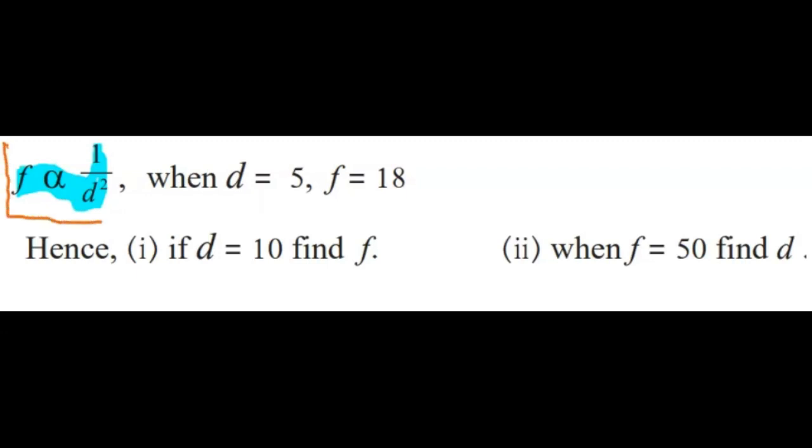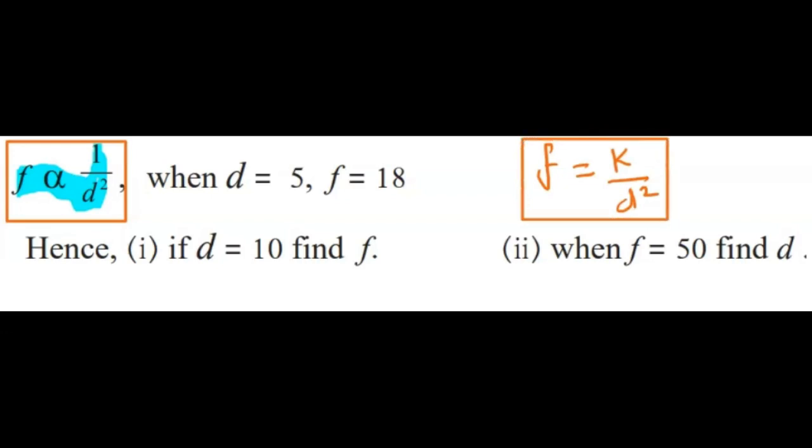What does this mean? It means that F is inversely proportional to d square. So from this we can say F will be equal to k upon d square. I'll be writing it this way, k upon d square. Getting the idea?